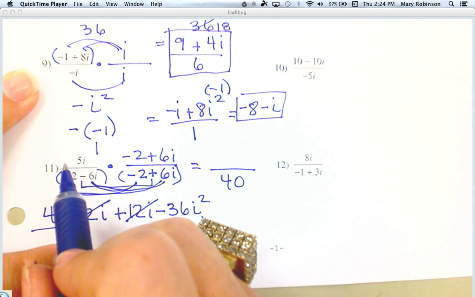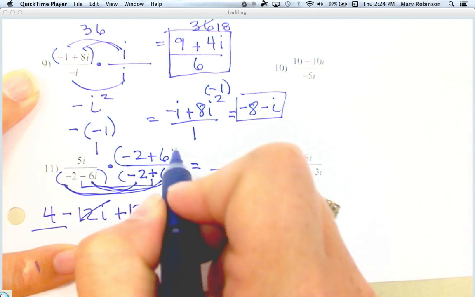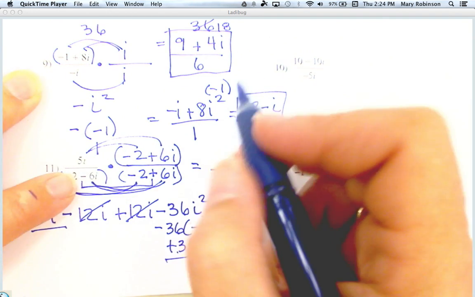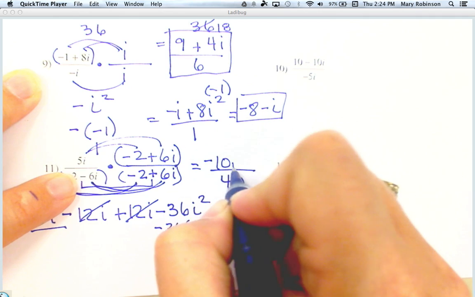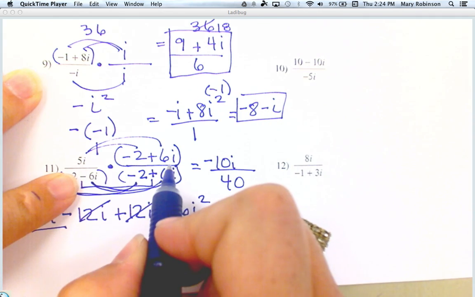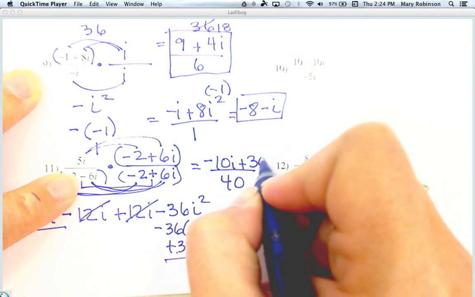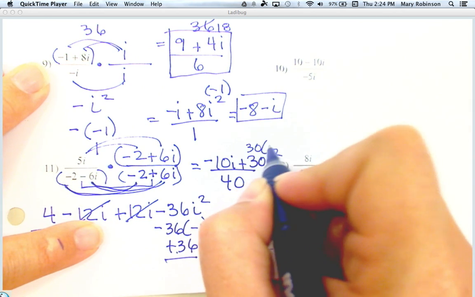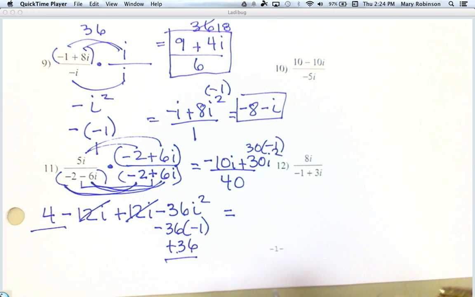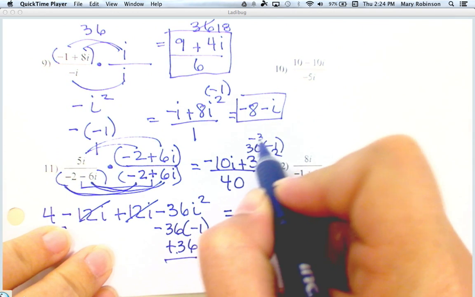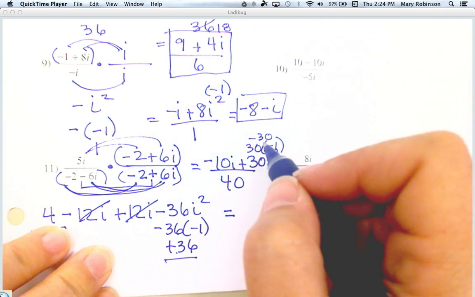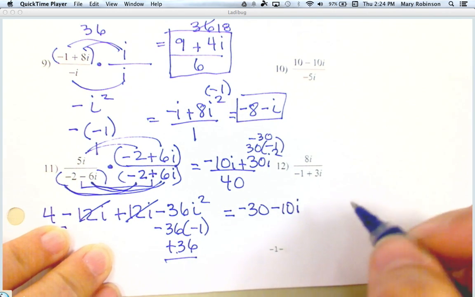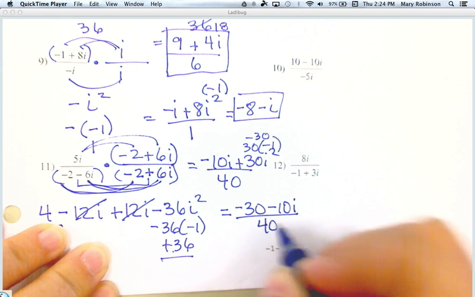And then up top we have a monomial times a binomial. So one term times 2 we need to distribute. So that's going to give us negative 10i, then 5i times 6i is positive 30i squared. Now, remember that i squared is negative 1, so this is actually going to turn into a negative 30. Remember to write the real part first, then the imaginary, all over 40.